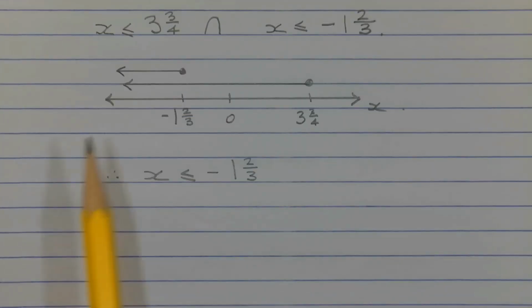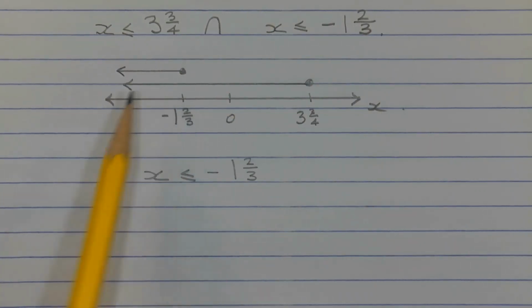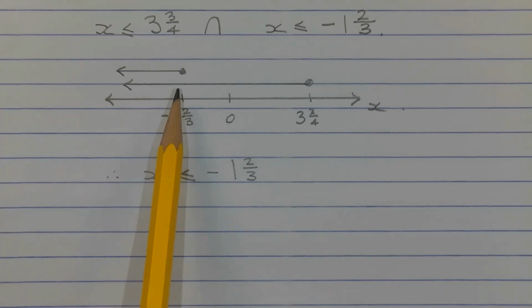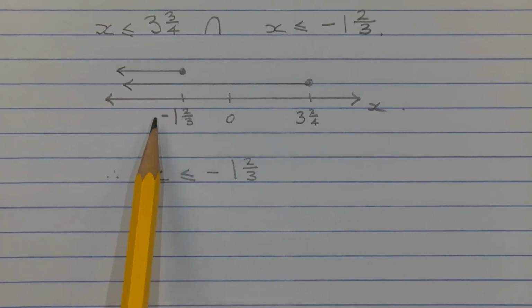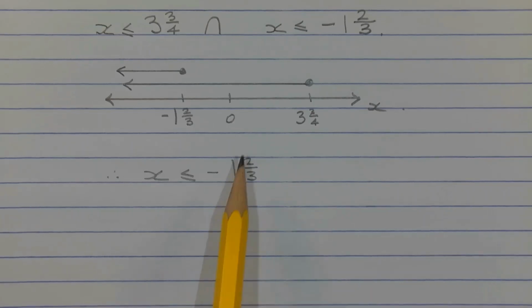On the diagram, the intersection of the two inequalities is where the two intervals that represent those inequalities coincide. And they coincide where x is less than or equal to negative 1 2/3. And that'll be our solution. Therefore, x is less than or equal to negative 1 2/3, because this value here satisfies both inequalities simultaneously.